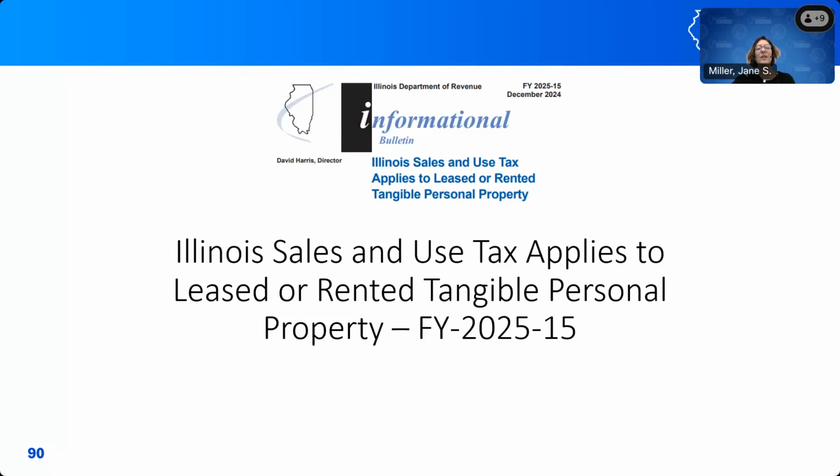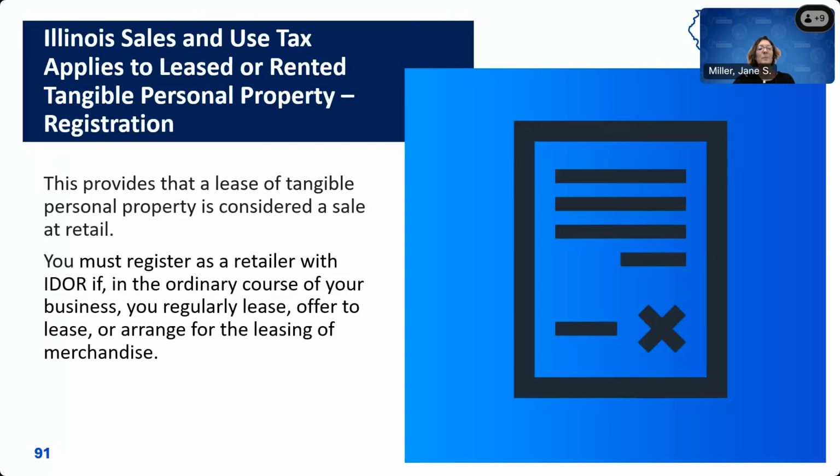And we have this fiscal year bulletin to help answer questions. It's titled Illinois Sales and Use Tax Applies to Leased or Rented Tangible Personal Property. It's FY-2025-15. This provides that a lease of tangible personal property is considered to be a sale at retail. You must register as a retailer with the Illinois Department of Revenue if, in the ordinary course of your business, you regularly lease, offer to lease, or arrange for the leasing of merchandise.